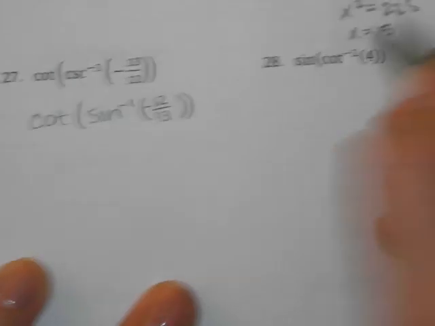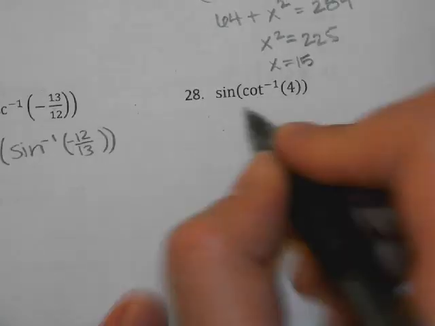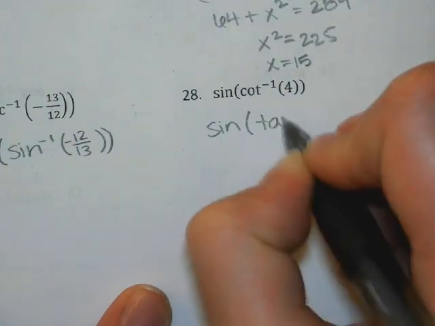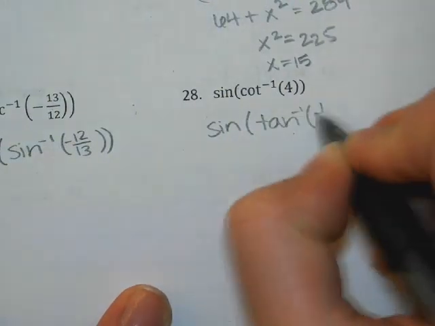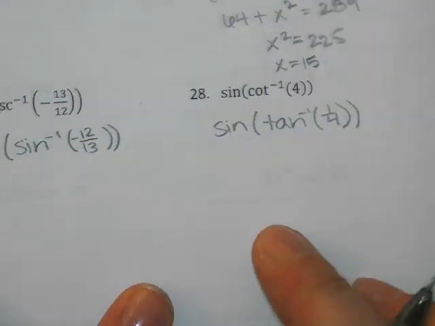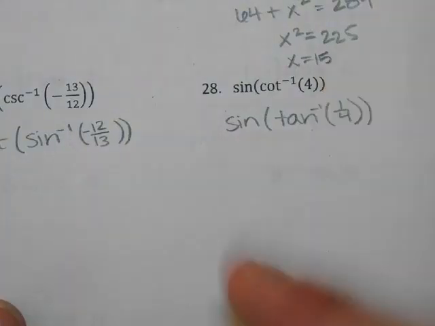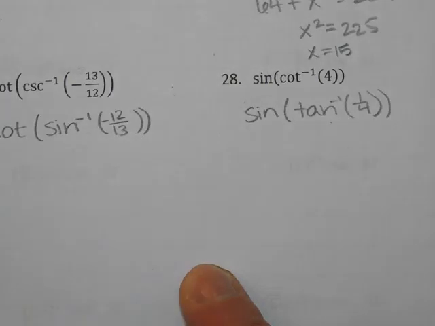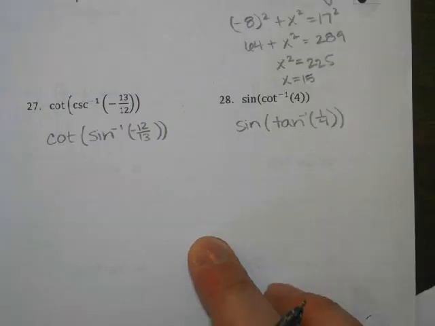And then for 28, if we didn't like that that said cotangent, what could we say instead? Tan inverse of 1/4. Okay, so if you don't like those, you can do them that way. If you didn't care, then go ahead and leave it the way it was, okay? Any questions on those last 3?